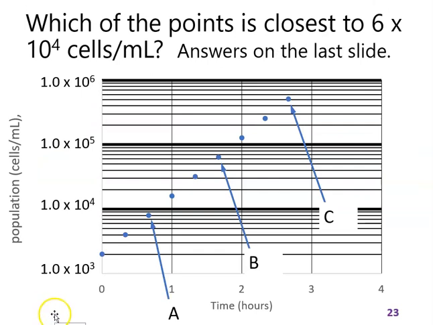So now pause the video, figure out which point is closest to 6 times 10 to the 4th power. What you will find is that the answer to this is on the last slide of the Lecture 2 slides. So work it out, go find it, and remember, we're counting up here. Each time we go up, we're counting by 10 to the 3rd power, and then in this middle rank, we're counting by 10 to the 4th power, and then in this top rank, we're counting by 10 to the 5th power.